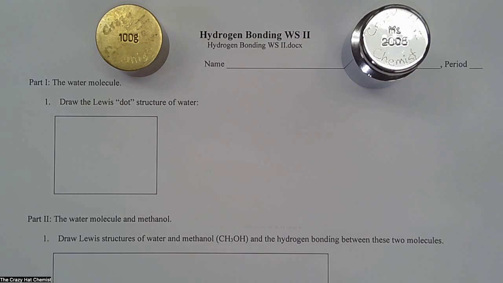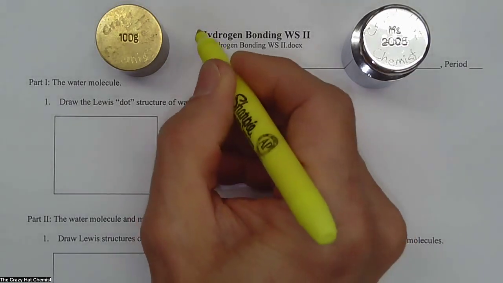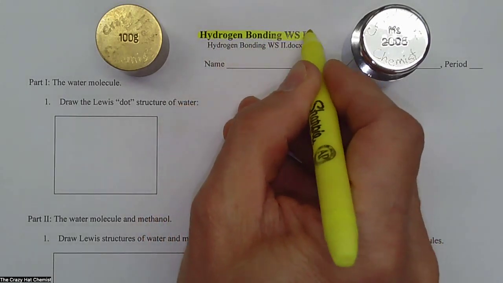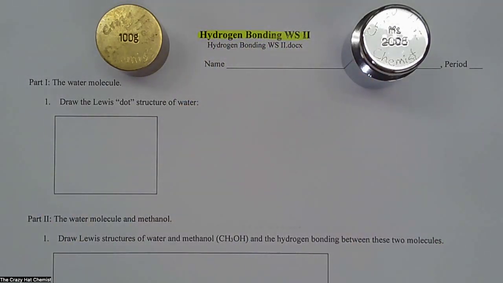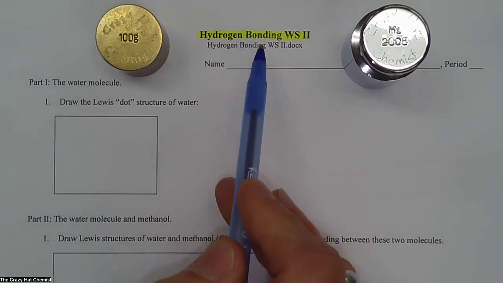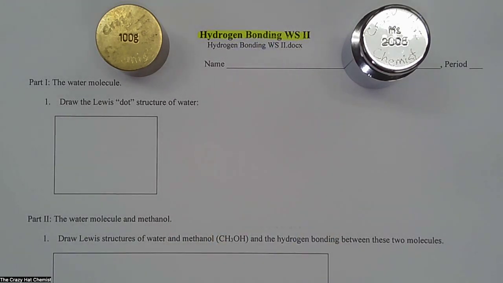So today we are doing another video here. Today's video is on hydrogen bonding worksheet number 2. This is the second video, the second worksheet. So make sure that you watch the first video, hydrogen bonding worksheet number 1, first before you start this one. All right, here we go.